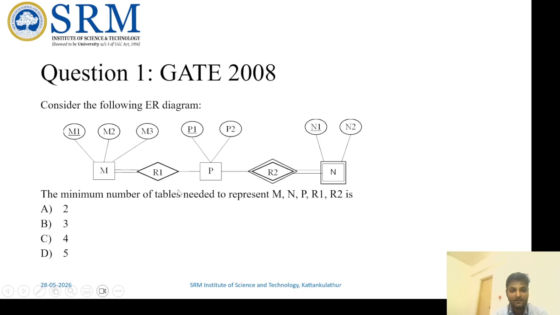For example, if we consider only M, R1 and P, the number of tables will be 3 if it is in a many to many relationship. But if it is the other cardinality, then only two tables are there. Similarly here, in case of P, N and R2, if we consider the minimum number of tables, that cardinality will obviously be either 1 to 1, or 1 to m, or m to 1.